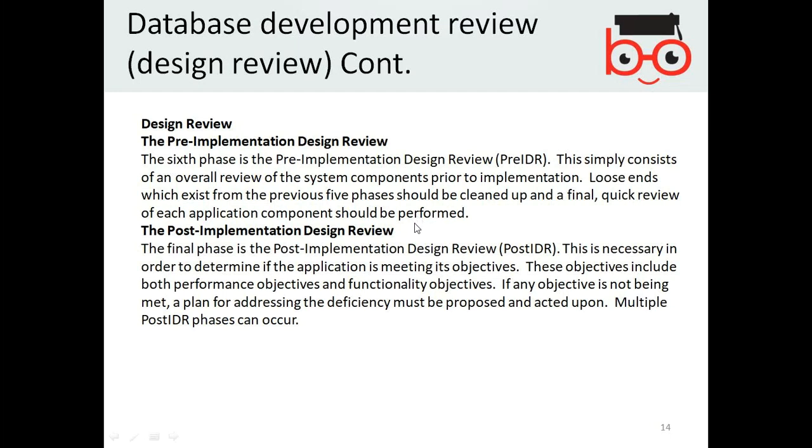So pre-implementation review should be done. How? This simply consists of an overall review of the system components prior to implementation. Before you implement, loose ends which exist from the previous 5 phases should be cleaned up. Quick review of each application component should be performed. So before you implement, you make sure that previous reviews have been done. It is important. If the previous reviews have not been done, then it means there are problems at implementation. So this is the pre-implementation design review.